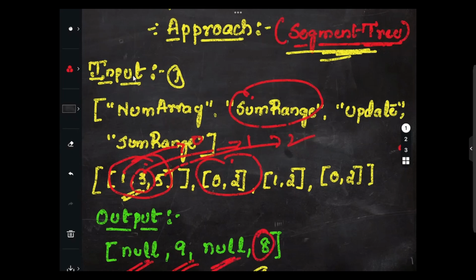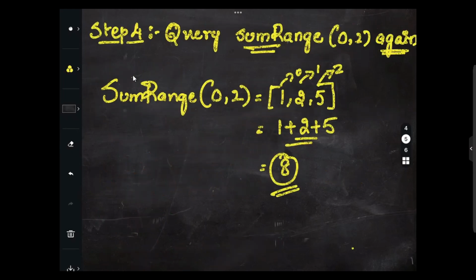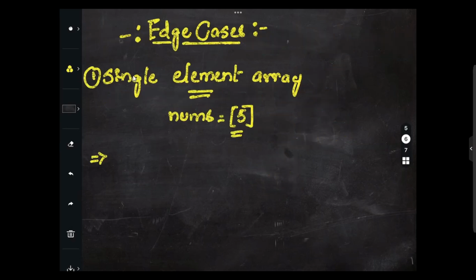The last thing here, we got 8 here. Let's check the same thing here. Query sumRange of 0 comma 2, after updating index 1, we got 1 plus 2 plus 5, nothing but 8 here. So this approach works absolutely correct, right? The segment tree works absolutely correct. So let's discuss the edge cases step by step, and then finally write the code and discuss the complexities of the code that we have written.